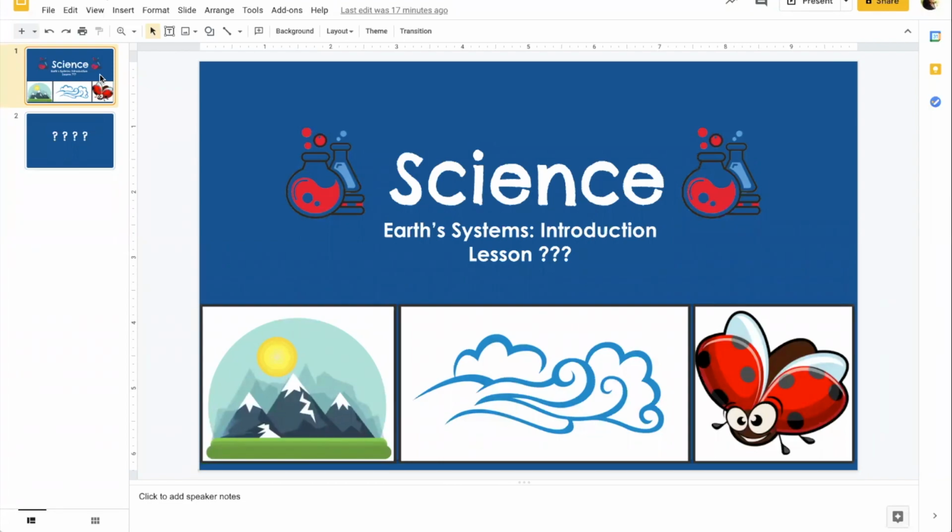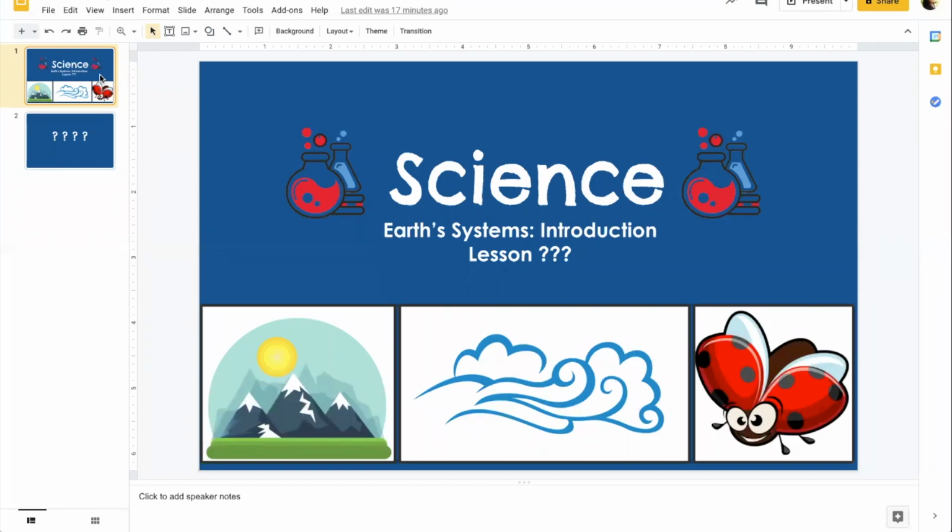A system is a group of parts that interact. In fifth grade science, there are 4 Earth's systems that we focus on: the geosphere, the atmosphere, the hydrosphere, and the biosphere. The geosphere consists of all the solid land on the Earth's surface, as well as everything beneath the Earth's surface, and it also includes the different landforms on Earth, such as volcanoes, canyons, mountains, etc.